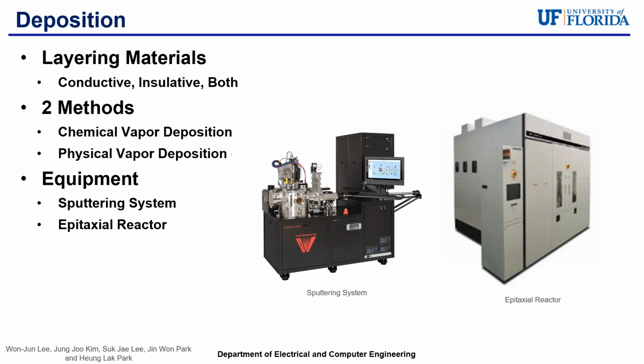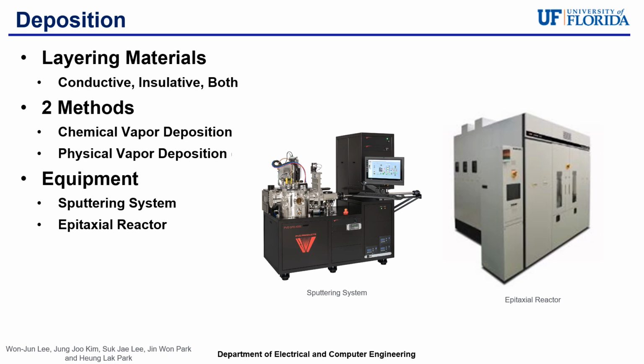In chemical vapor deposition, gases react on the wafer's surface to form a solid material. In physical vapor deposition, physical processes such as heating are used to deposit the materials instead. For these deposition processes, specialized equipment is used, such as a sputtering system, which is an example of a piece of equipment for the PVD method, where atoms are ejected from a solid target material and then deposited onto the wafer.